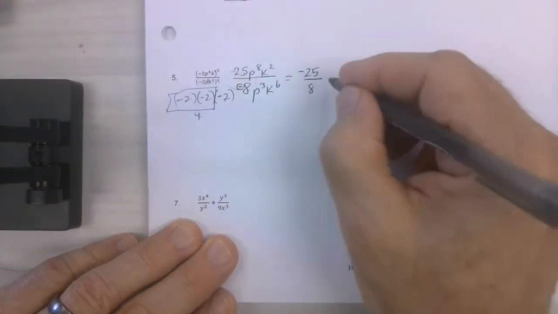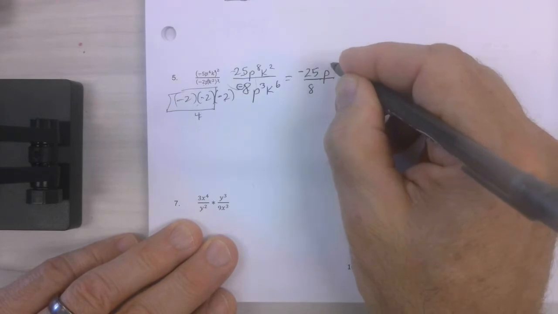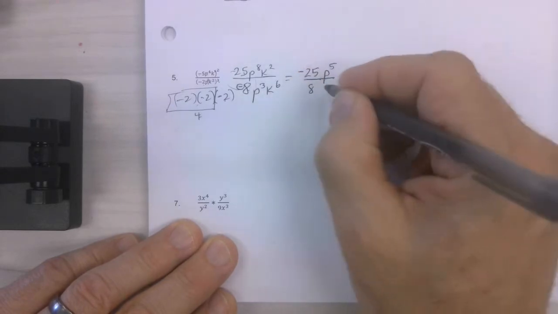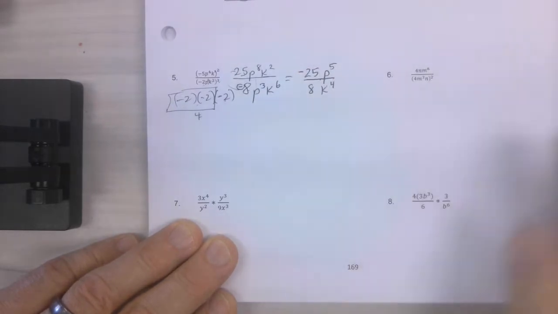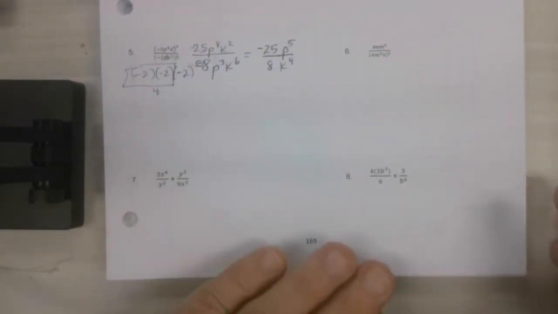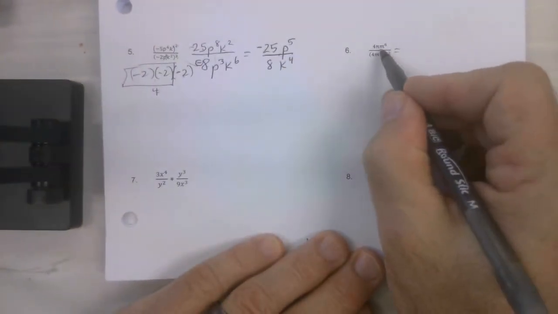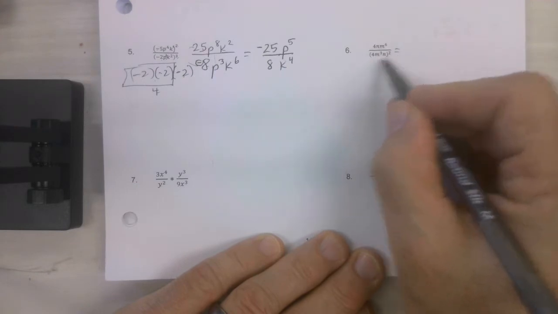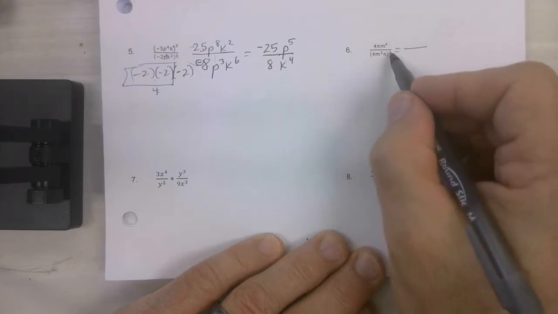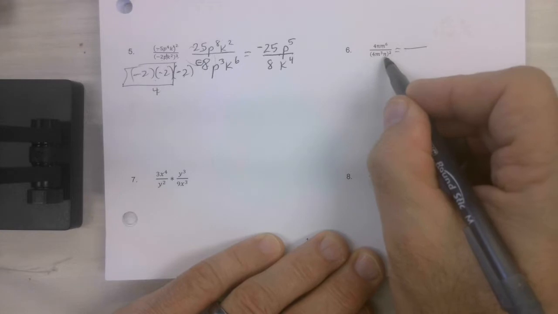Where are there more p's? In the top. By how many? 5. Where are there more k's? In the bottom by 4. All right. What should I do, the top or the bottom first? The bottom, because of good old PEMDAS. I got that exponent down there, which is going to change all of this.